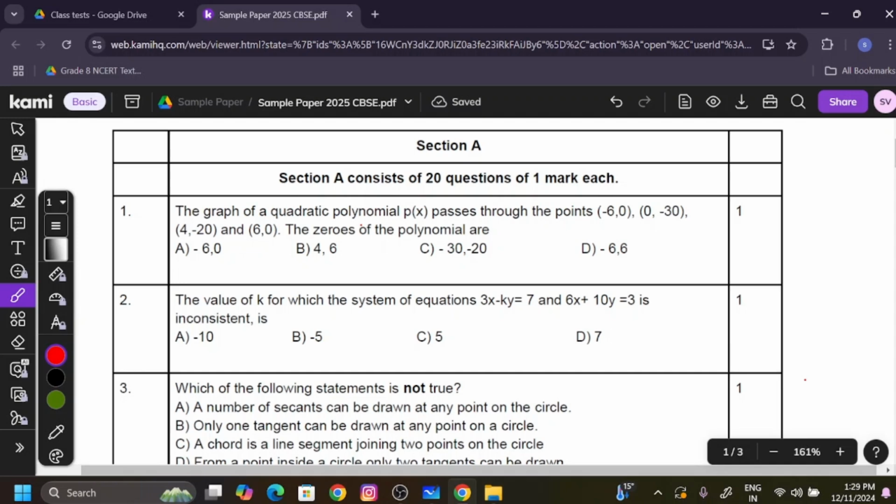In this video I am going to solve a grade 10 math sample paper 2024-25. Let's start with section A.